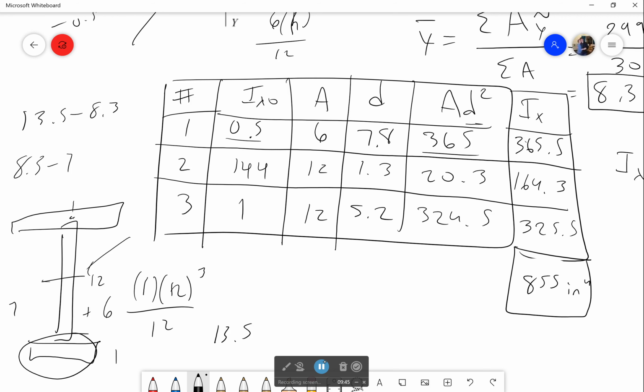Now, a second thing we could have done is to do it around this vertical axis. You can also calculate moment of inertia around that. It's much simpler because you don't have to use the transfer formula, because all their centroids are centered on that axis. So I'll let you try that on your own if you want to.